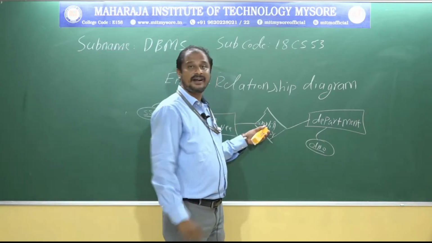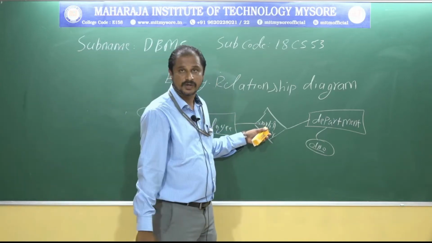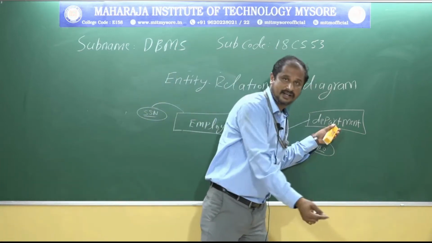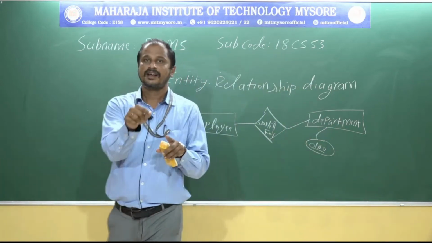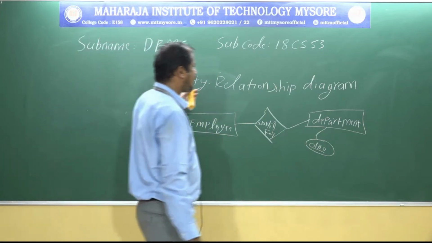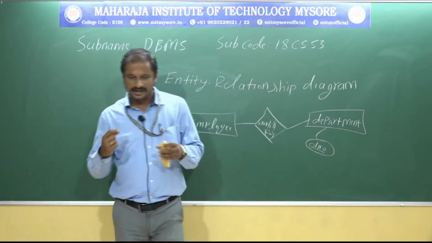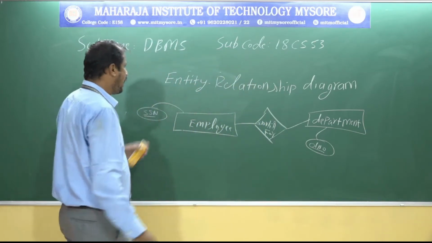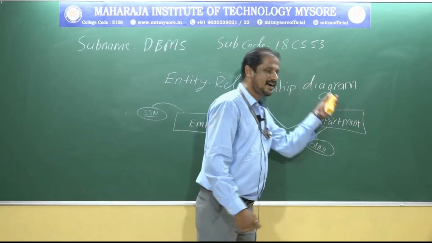This is what is called the diamond symbol, which represents a relationship. So when an entity has a relationship with another entity through the relationship, the way a database can be represented diagrammatically is called an entity relationship diagram.